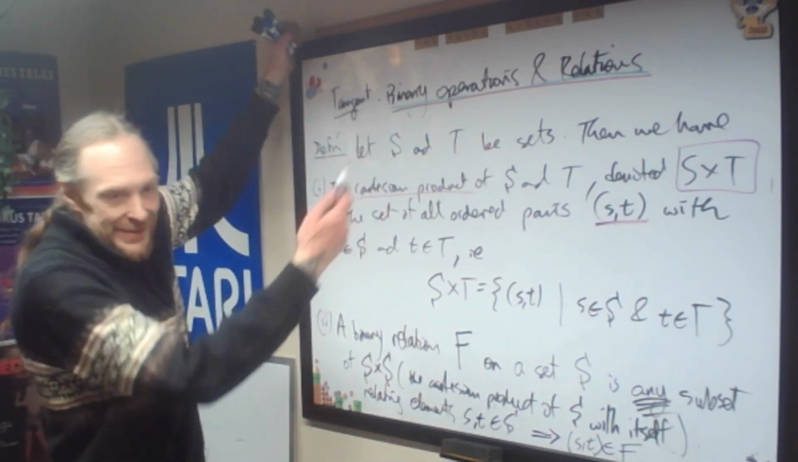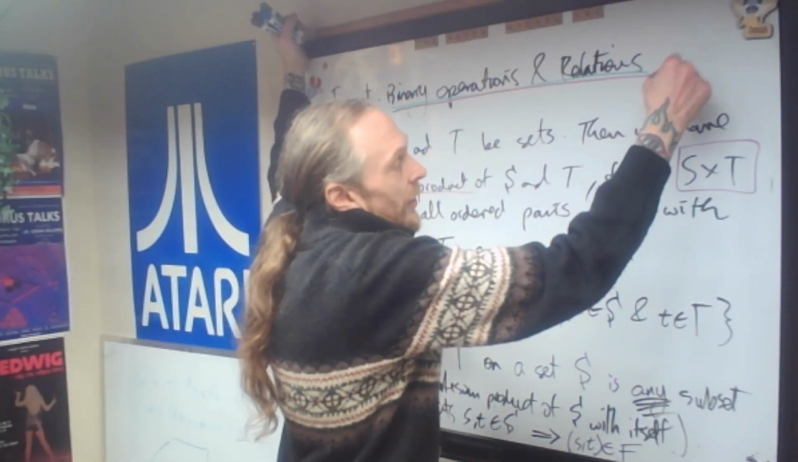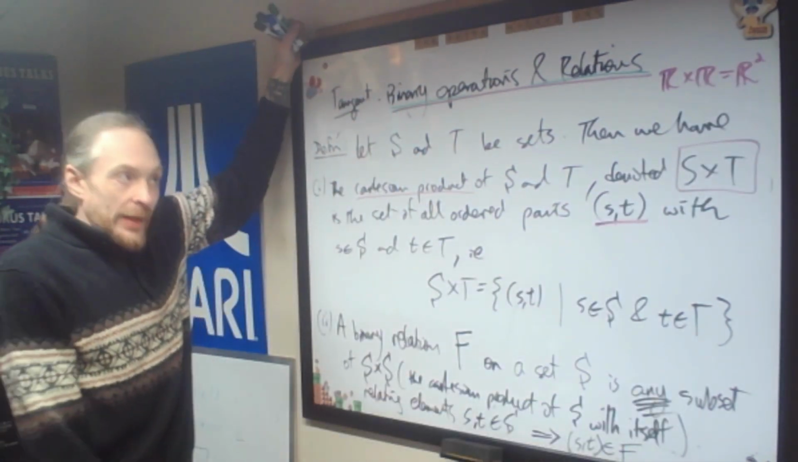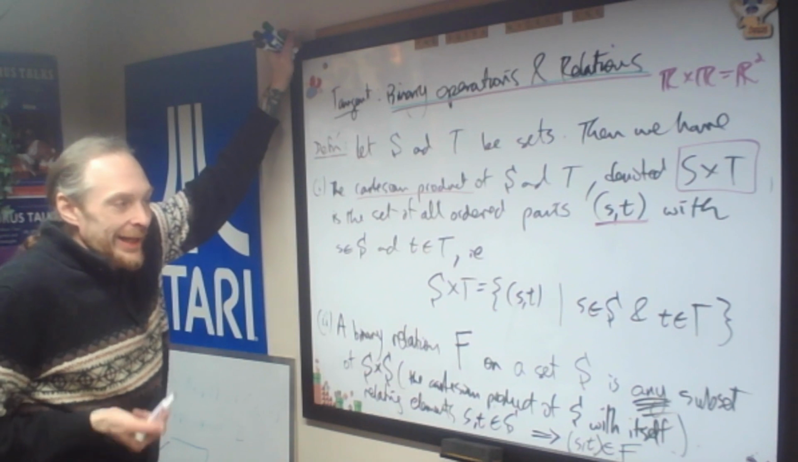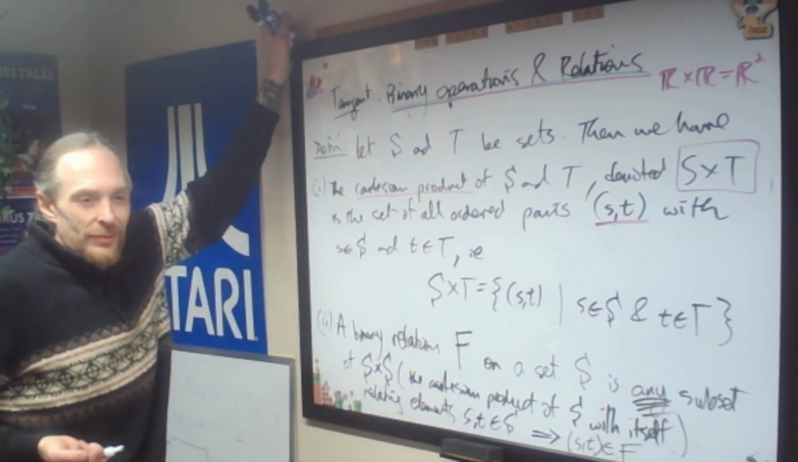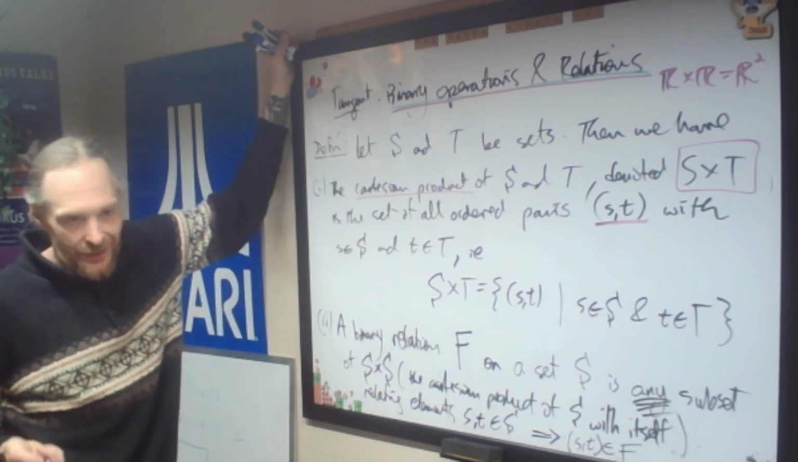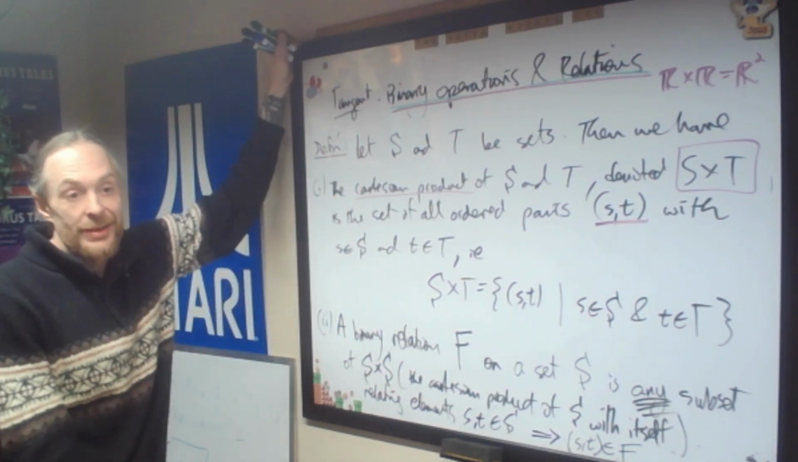When the set is the same, we usually call R cross R, R squared, not the astromech droid, but the plane. This is after René Descartes, cogito ergo sum, I think therefore I am. He was like, maybe I should nail down where I specifically am in two and three dimensions.